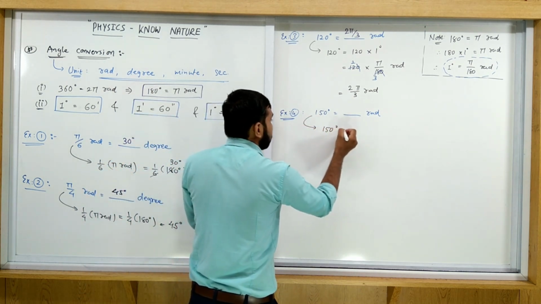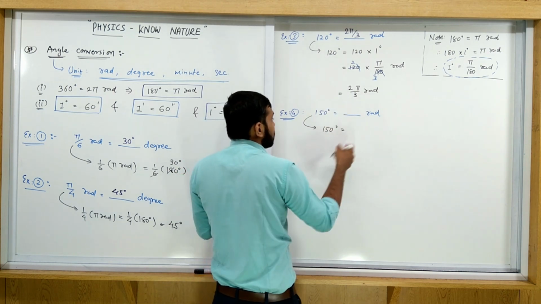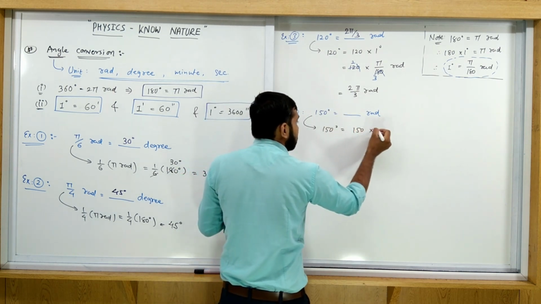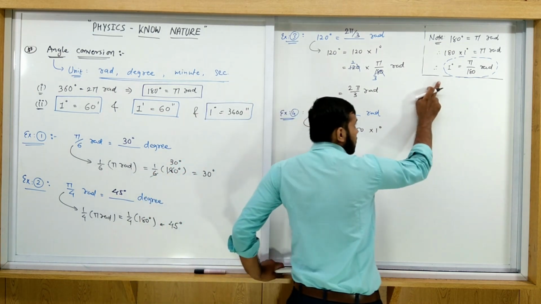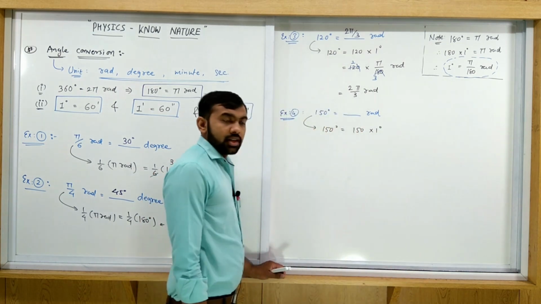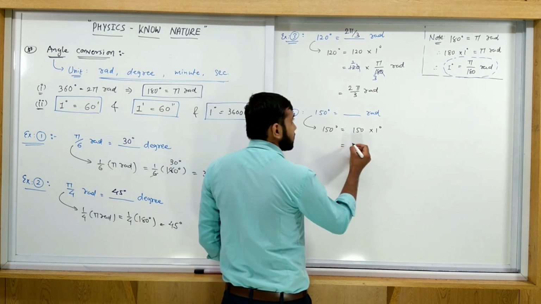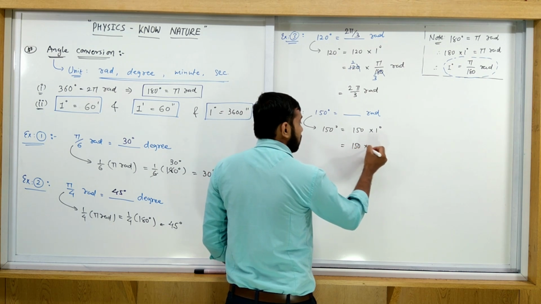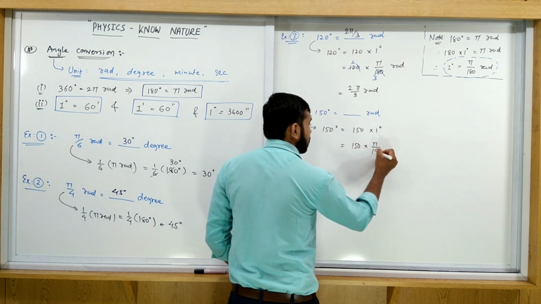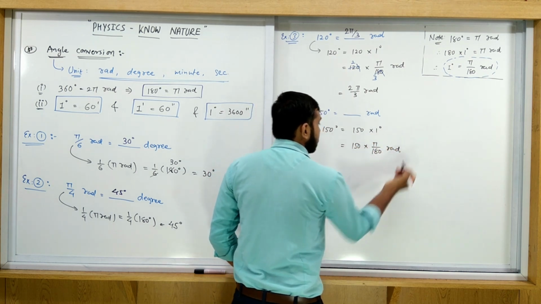Can we write this 150 degree exactly similar to this one? 150 multiplied by 1 degree. And what is 1 degree? 1 degree is equal to pi by 180 radian. Suppose this, it is equal to 150 multiplied by pi upon 180 radian.